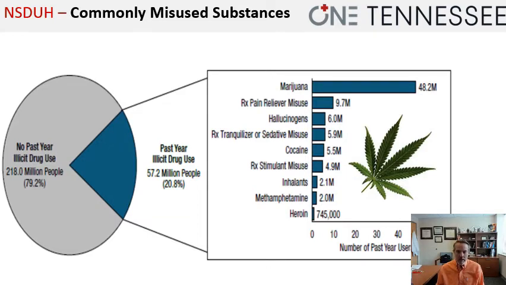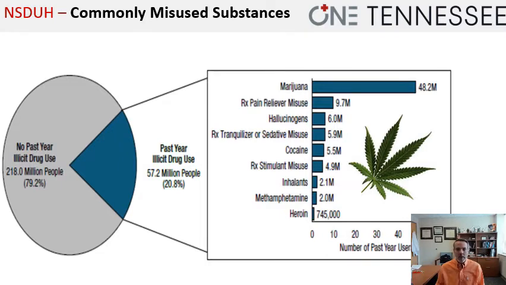Now, that could be a direct result of a lot of legislative changes and societal changes in the way we view marijuana. It's legal in some states, it's not in other states. It's becoming more socially acceptable, so people may be more willing to report their use of marijuana than they have in the past. But just basically looking at the National Survey on Drug Use and Health, the majority of the misused substances reported involve marijuana.